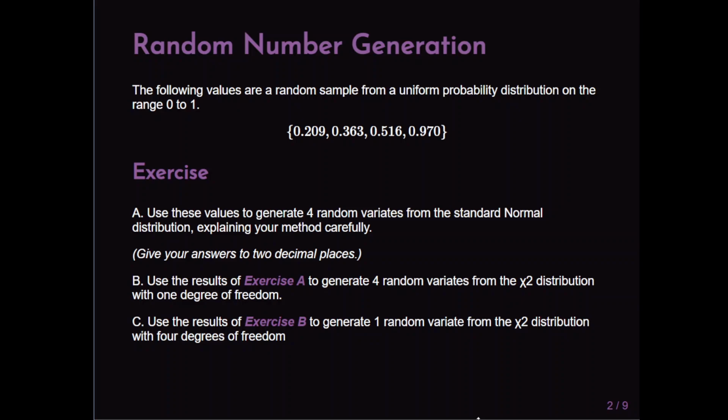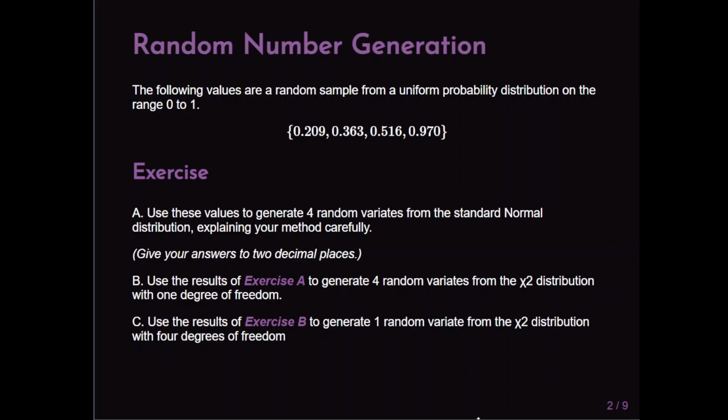So we have 0.209, 0.363, 0.516, and 0.970. Now they just happen to be in order, but that's not really relevant. As a quick remark, when you get more familiar with computer science, statistics and statistical computing, you realize that drawing values from a uniform distribution is a straightforward matter. They're the building blocks for random number generation for other probability distributions, because for the uniform distribution it is an extremely straightforward matter.